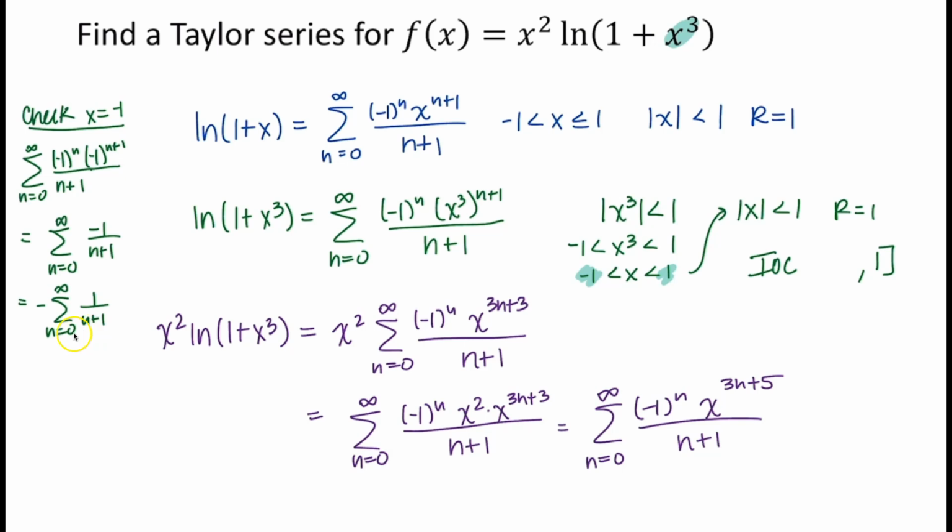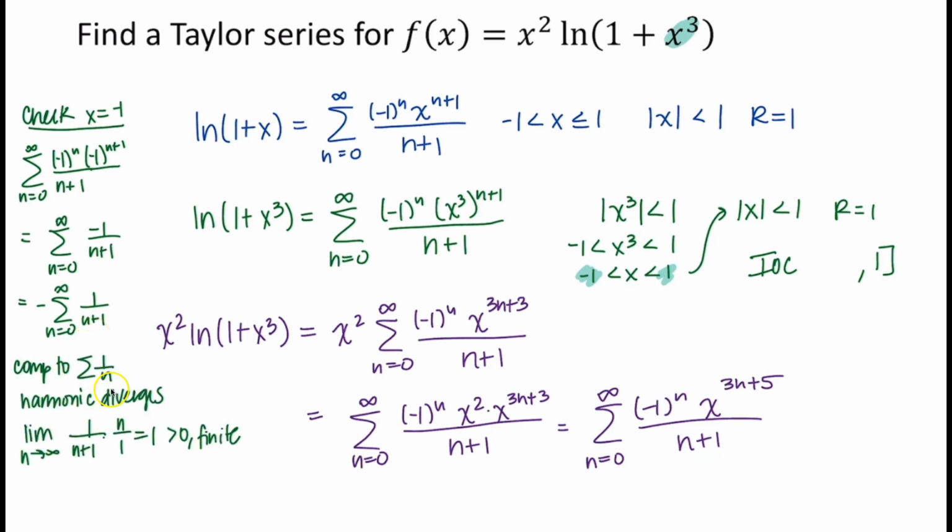So now, to determine whether this converges or diverges, I would use a limit comparison test with 1 over n, which we know is the harmonic series that diverges. So when we do the limit as n approaches infinity of 1 over n plus 1 times n over 1, that's equal to 1, which is positive and finite. So by the limit comparison test, we know that our series diverges. And if the original diverges, then negative 1 is not in the interval of convergence. So we have negative 1 with parentheses around it.